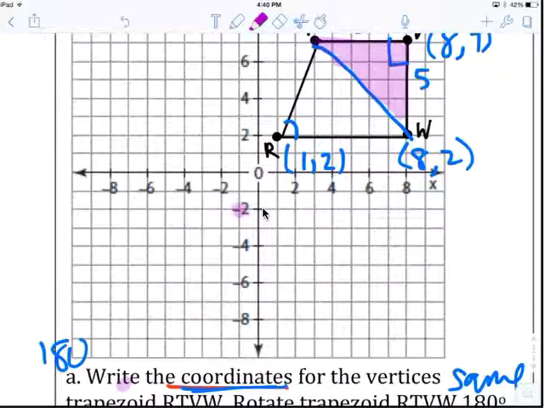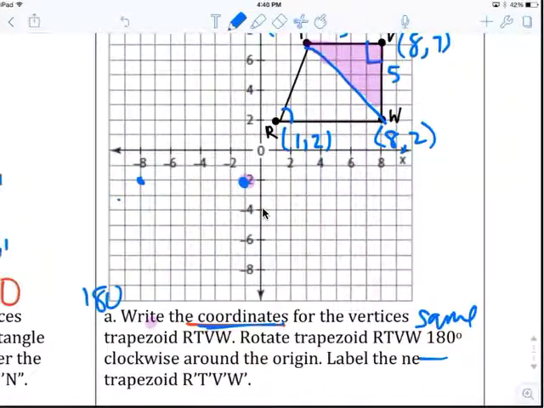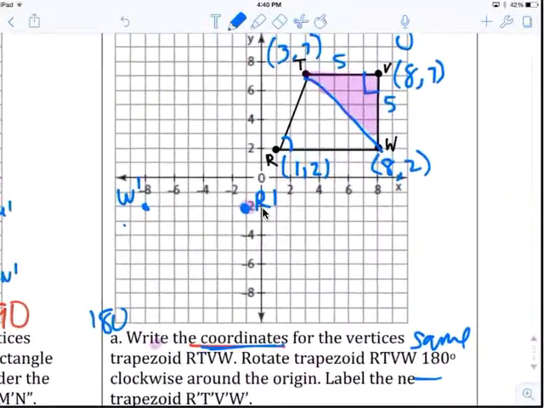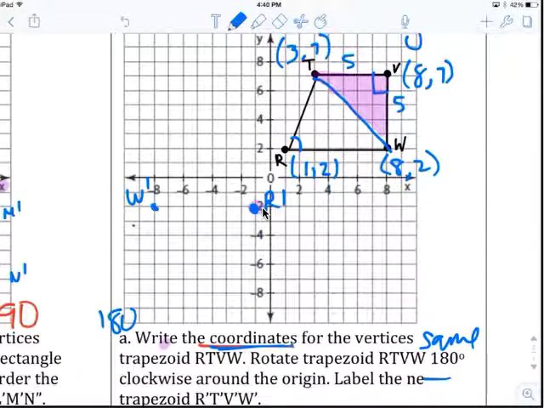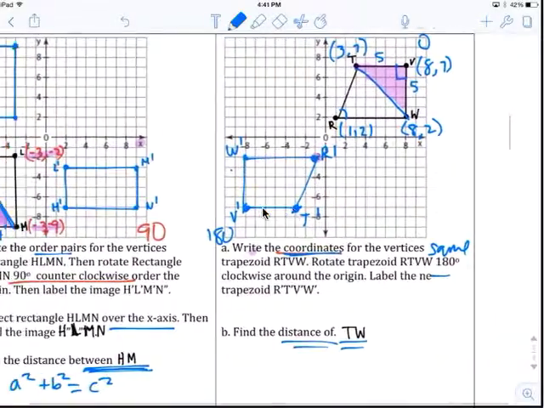One, two, right here. Okay. R prime, W prime, and then 3, 7, T prime, 8, 7, V prime, in the negative side. All ordered pairs are negative in this quadrant.